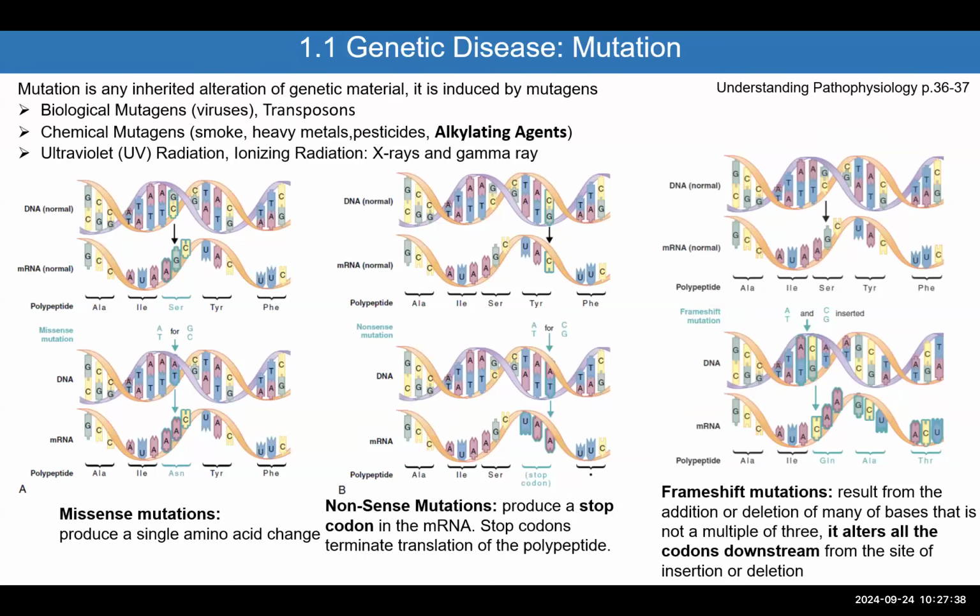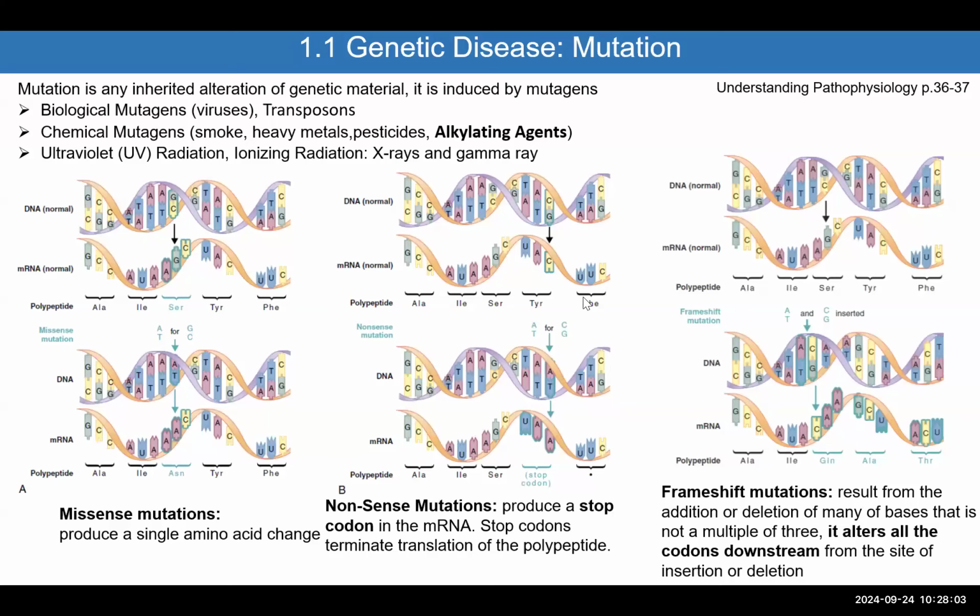Or you can make a change in the whole shift of the protein. So you can see here, it's alanine, isoleucine, serine, tyrosine, phenylalanine. And this one here, after the mutation, you have totally different amino acid sequence. So there's a frame shift. So SNPs are very important to understand.